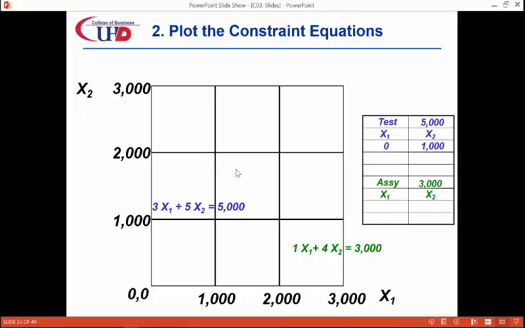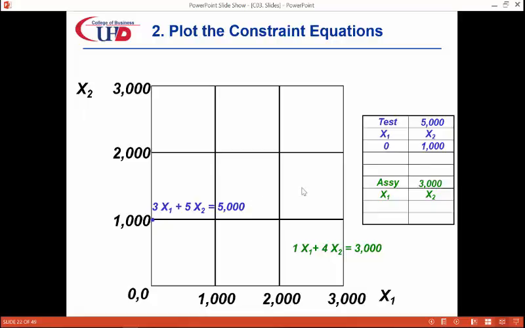For testing, x1 equals 0 means no production of max. Then to fully utilize the 5,000 testing hours, how many multi-max have to be produced? Since each multi-max requires 5 testing hours, it is easy to see that by producing 1,000 multi-max, all the 5,000 testing hours are used up. Now, we can mark the intercept of the testing resource on the x2 axis.